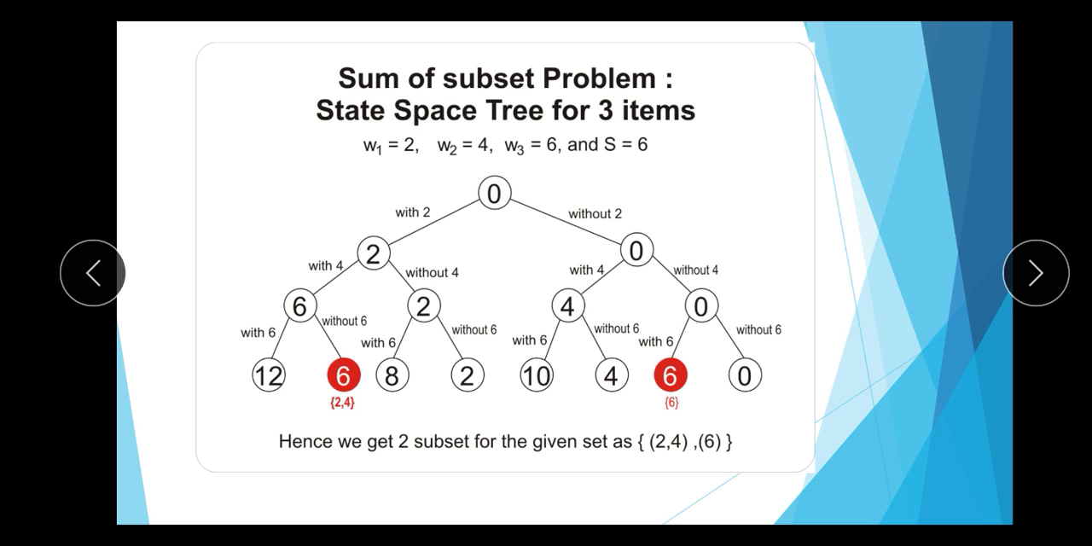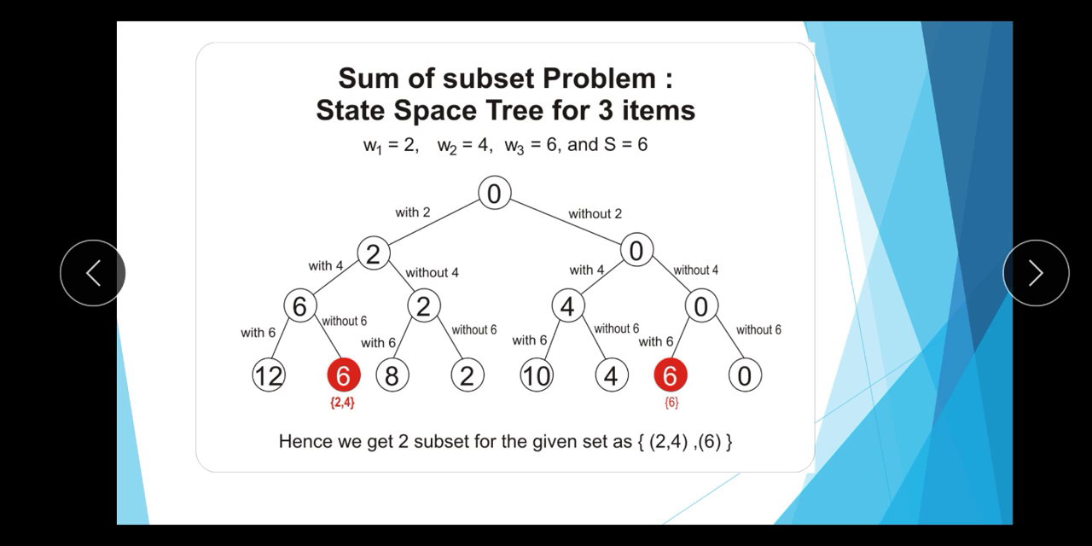Now with 4 we have the value 6, that is 2 plus 4, so it becomes 6. And without 4, that is 2 plus 0, that is 2. So here with 4 we get the value 6. Now we choose the next element, the third, that is 6. So again with 6 and without 6. With 6 we have the value 12, whereas without 6, that is 6 plus 0, we have 6. That means our predefined value is reached. So we get the solution with the 2 elements, 2 and 4. So we form the first subset 2 comma 4, and this is our solution state.